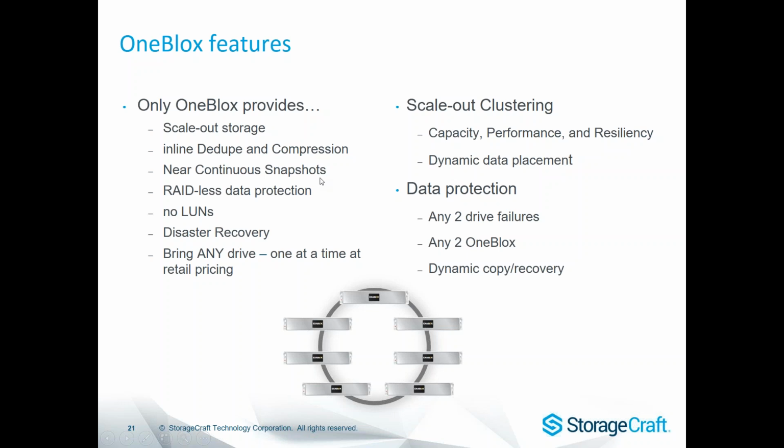Also, we do what we call near continuous snapshots. With StorageCraft ShadowProtect, we back up every 15 minutes, which means you have potentially the loss of 15 minutes' worth of work if you need to roll back to a particular snapshot. With Oneblox, we take snapshots as frequently as every 10 seconds, and we keep those for 1 hour. So if you run into a ransomware attack, once you detect it, you can go back to literally 10 seconds before the infection started. The amount of data you're going to lose is very minimal.